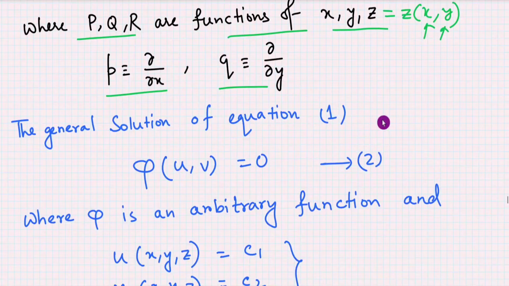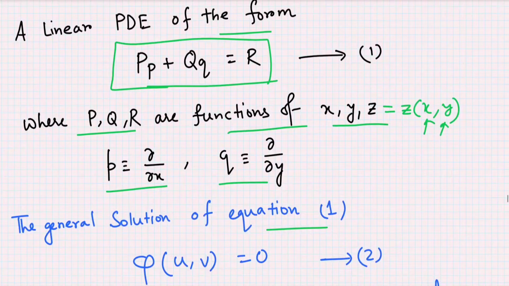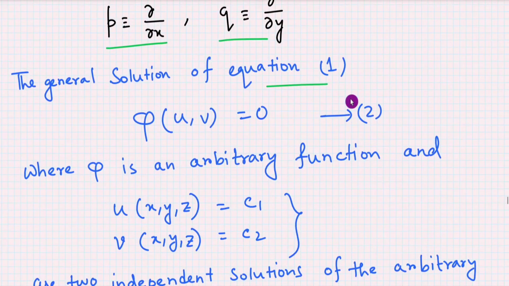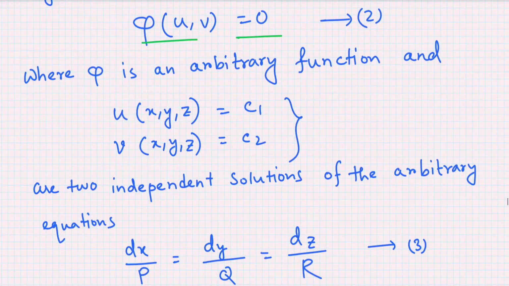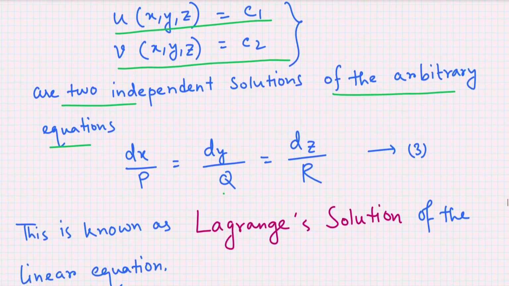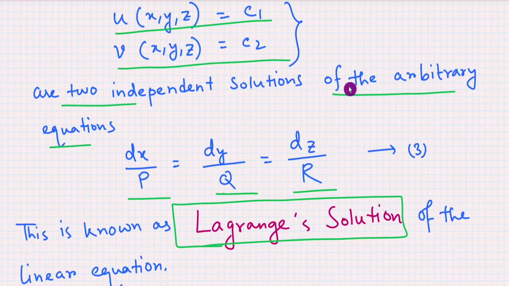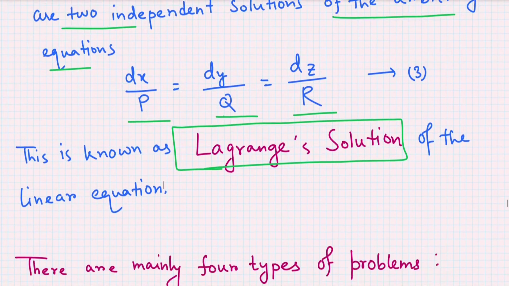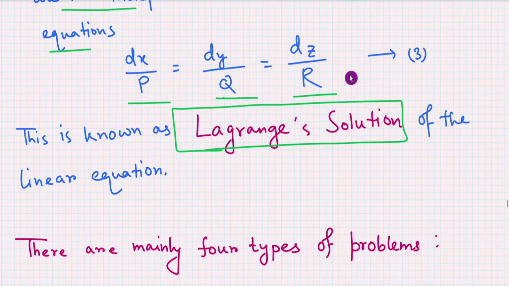The general solution of equation number 1, Pp plus Qq equal to R, is given by phi of u, v equal to 0. Let us take this as equation number 2, where phi is an arbitrary function, and u(x,y,z) equal to c1 and v(x,y,z) equal to c2 are two independent solutions of the equation dx by P equal to dy by Q equal to dz by R. This is known as the Lagrange solution of the linear partial differential equation. There are mainly four types of problems, that is four types of Lagrange solution.